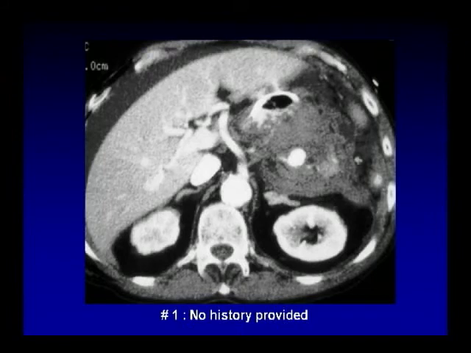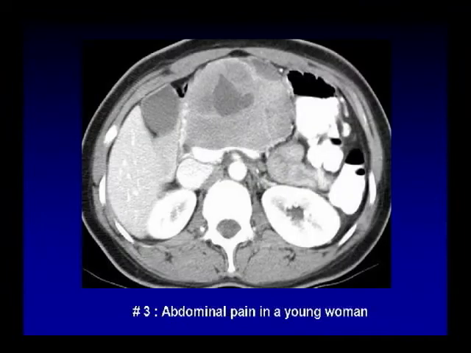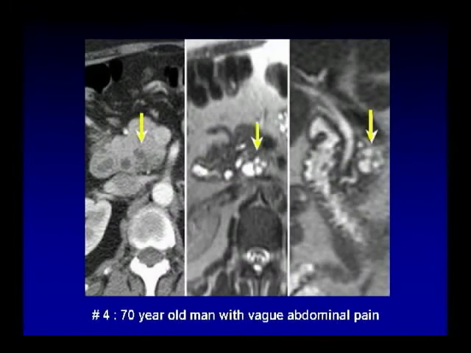Case number 1, no history is provided, which is like the typical requisition that you get. Case number 2, this was an incidental finding. Case number 3, abdominal pain in a young woman. Case number 4, a 70-year-old male with vague abdominal pain.